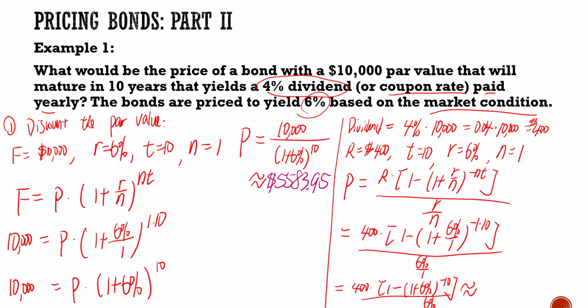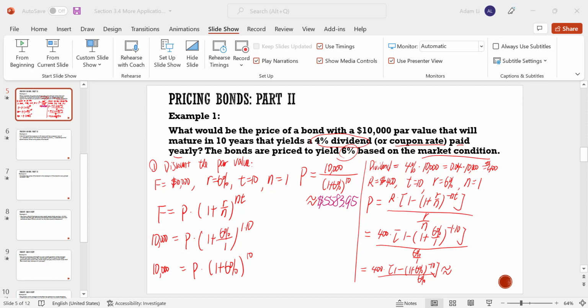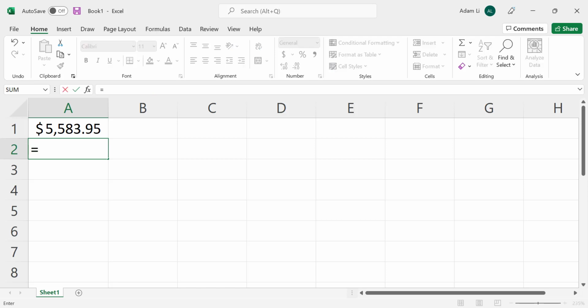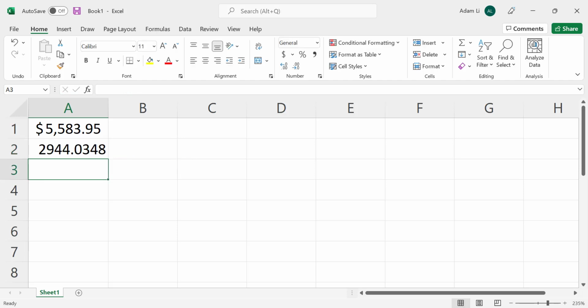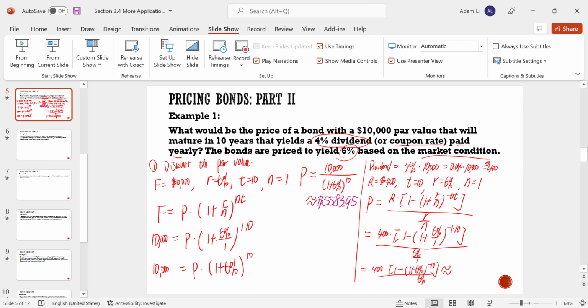Let's see what that is. Again, we're going to use either a calculator or Excel to do this. So let's go to Excel. So this is equal to $400 multiplied by 1 minus 1 plus 6% raised to negative 10 power, divided by 6%. And then if you enter, you get a result. So this turned out to be $2,944 and 3 cents. And if you combine those two sources, you get a bond price.